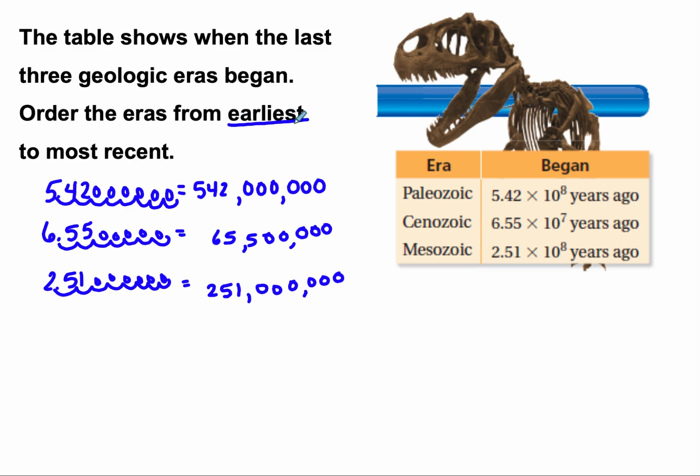Okay, earliest means the biggest number, farthest away. It probably would have helped if I had labeled these. Farthest away, my biggest number, Paleozoic. Okay, my next biggest number is this one, Mesozoic. And then my smallest number, which is the most recent one, is going to be the Cenozoic.